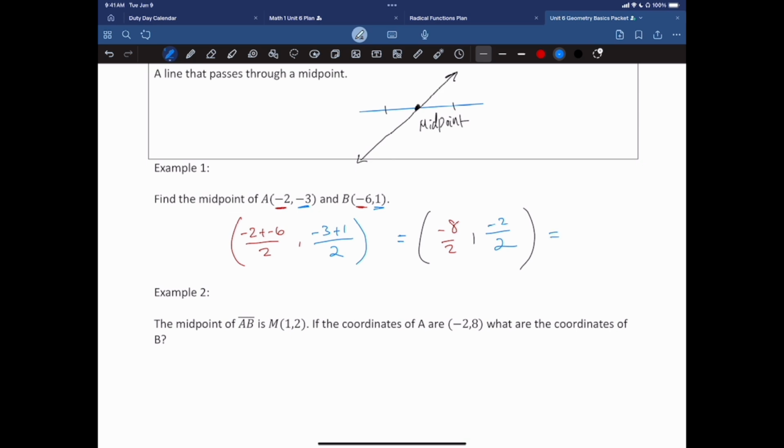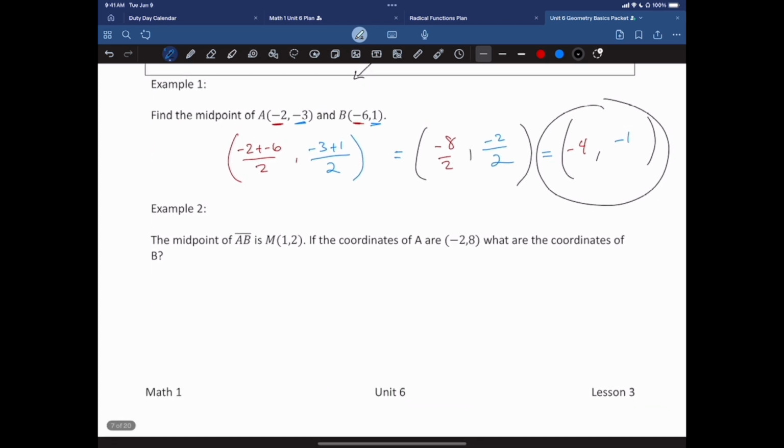Okay. All right. So last thing we need to do is simplify this, right? -8 divided by 2 is going to be -4. So the x of my midpoint is going to be -4. The midpoint for my y's is going to be -1. And that is the midpoint between those 2 points. Okay, so that's example 1.